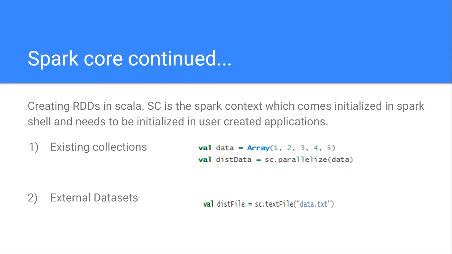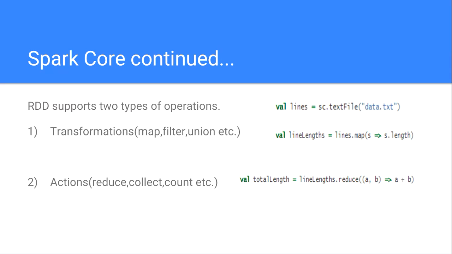And the second example is for creating RDD from datasets. So here we are using a text file to create RDD. So what operations can we do on RDD? We have RDDs, and now what to do with these RDDs? So mainly two types of operations are there: transformation and actions.